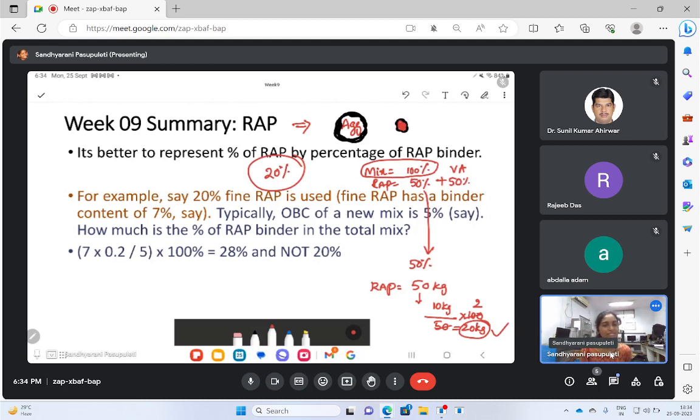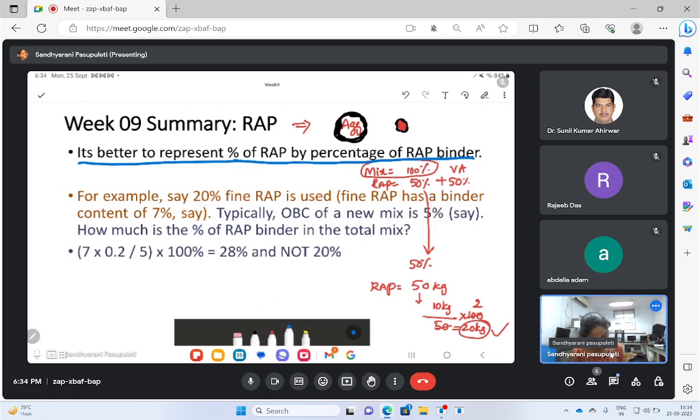So RAP percentage will always be represented in terms of the amount of binder in the RAP, because that is what is actually going to be involved in the mixing or blending process. So you have to remember this. This has already been specified also. So it is better to represent percentage of RAP by percentage of RAP binder. For example, there was an example also which we can discuss again.